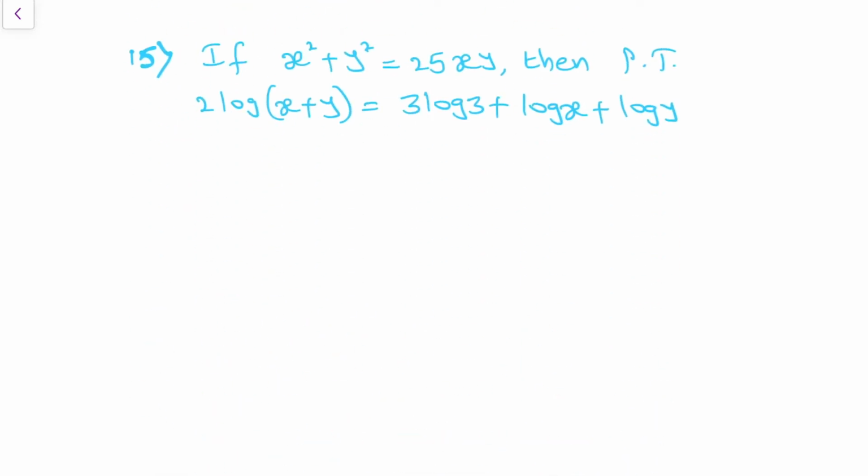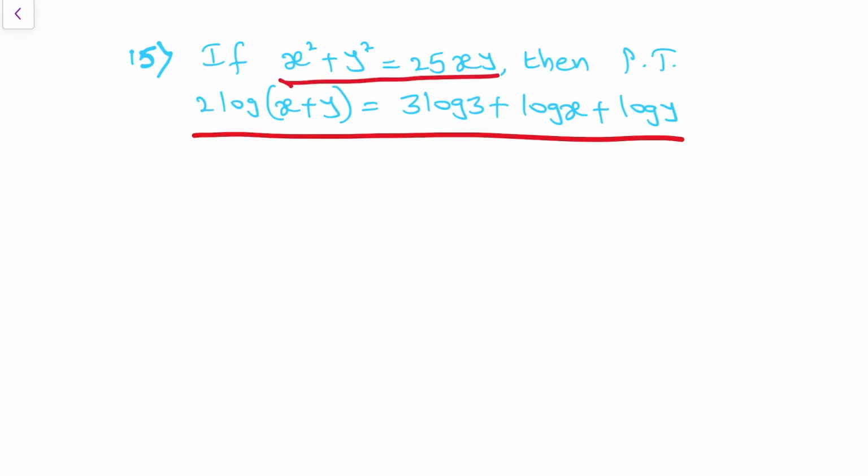Next, if x square plus y square is equal to 25xy, then prove that 2 log of x plus y is equal to 3 log 3 plus log x plus log y. The first thing you need to do is observe what exactly they are asking to prove. In that, if every term is plus, add 2xy. If at least one term is negative, subtract 2xy from this condition.